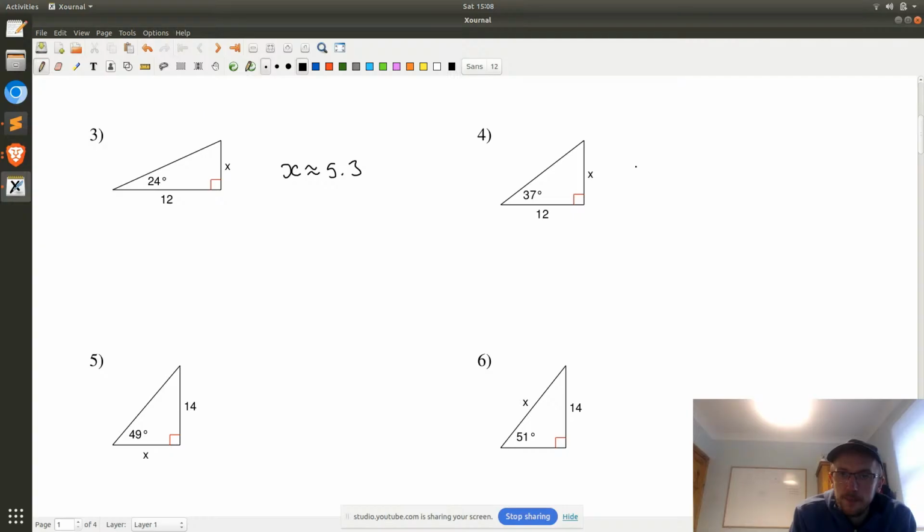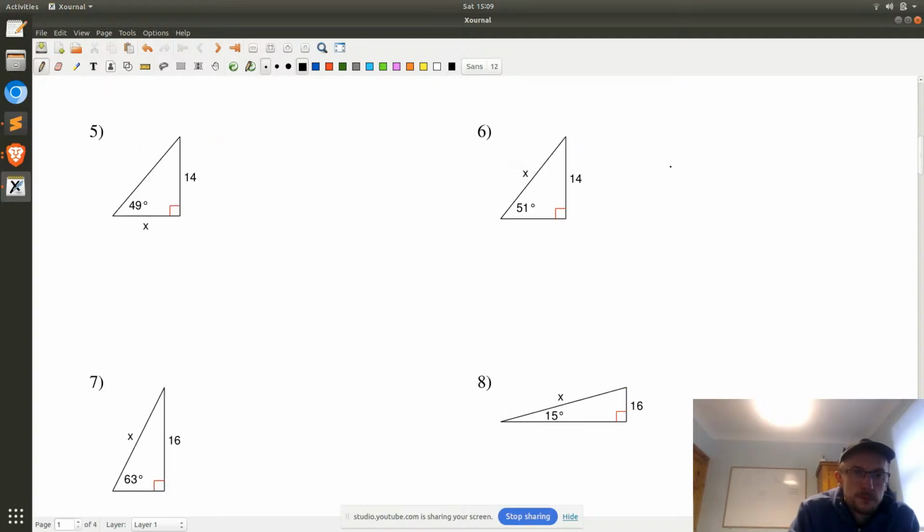Again, TOA, tan of 37 is x over 12. 12 tan 37 gives you x. So 9. TOA again, tan of 49 is 14 over x. So 14 over tan 49 will give you x. Which is about 12.2.